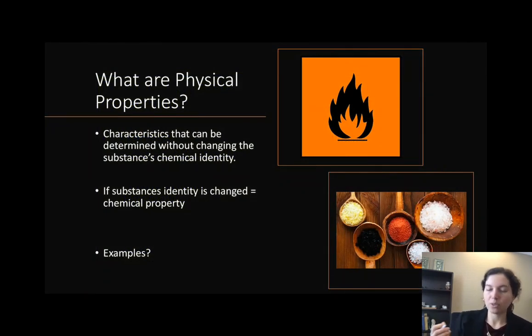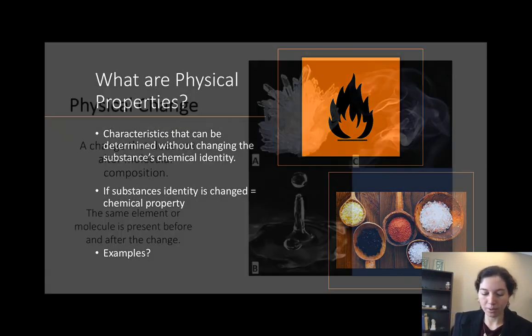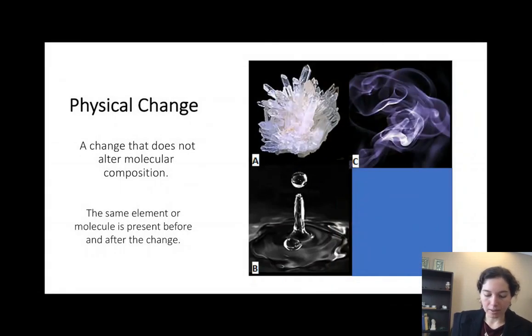All right, so just to reiterate that point, physical properties are characteristics that can be determined without changing the substance's chemical identity. So if you start with iron, you end up with iron, then it's a physical property. If you start with iron, you end up with iron oxide, chemical property. So let's look at physical changes.